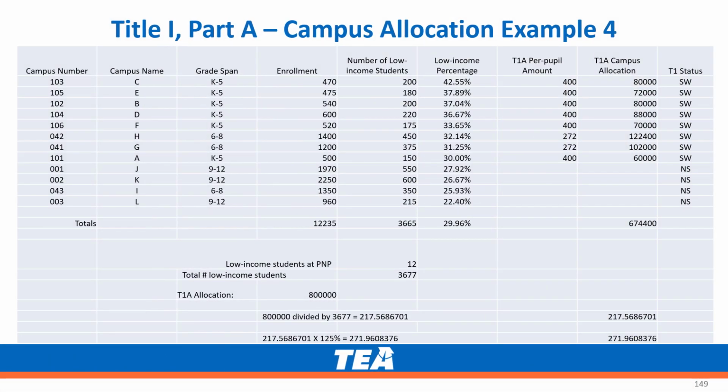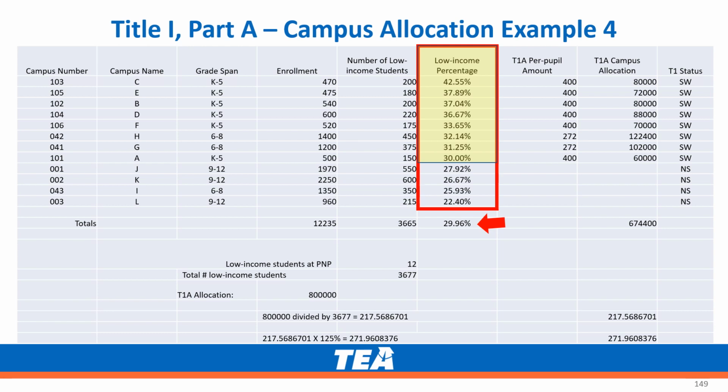Example 4 shows how an LEA applies the 125% Special Allocation Rule. This LEA has no campuses above 75% poverty, so it may group all its campuses by grade span and serve them as far down as the LEA poverty percentage, which in this case is 29.96%.